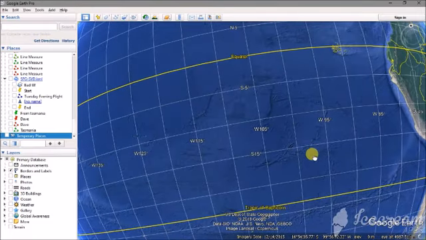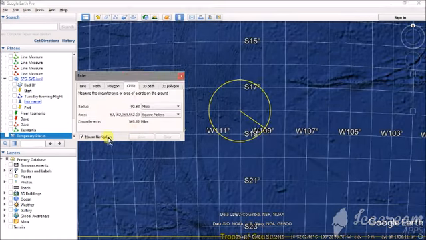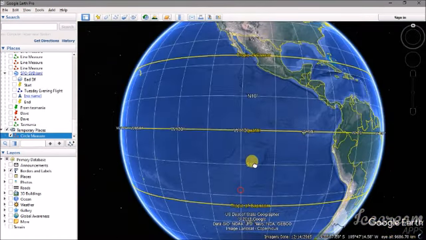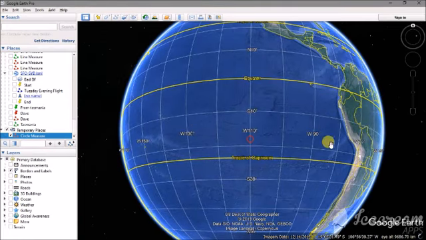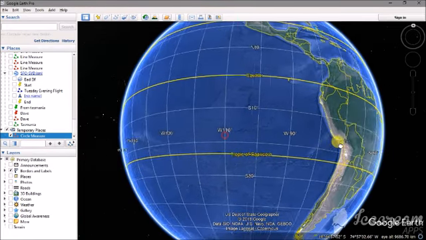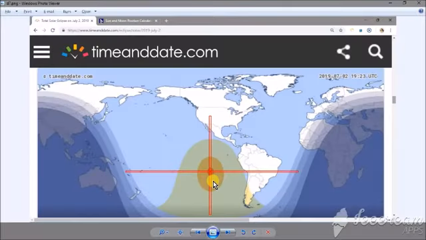But let's put the point in a circle. As you see, it's almost the same place, almost perfectly the same place as we predicted, or as it is shown on timeanddate. This here and this here.